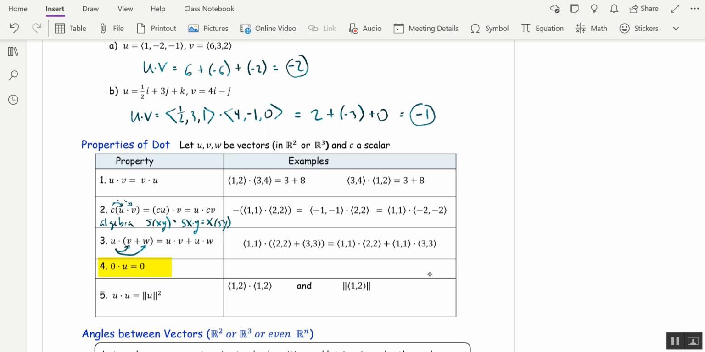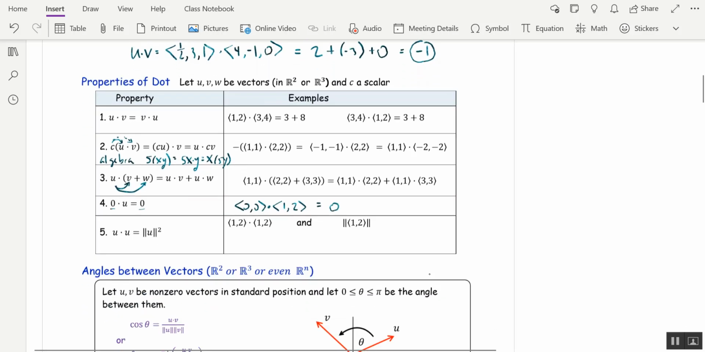All right, property 4, 0 dot u is 0. So what's going on here? This 0 is a vector, and the second 0 is a scalar. So for example, if u is 1, 2, I can't dot with the number 0. I've got to be dotting with the vector 0. And when I do that computation, I get 0.